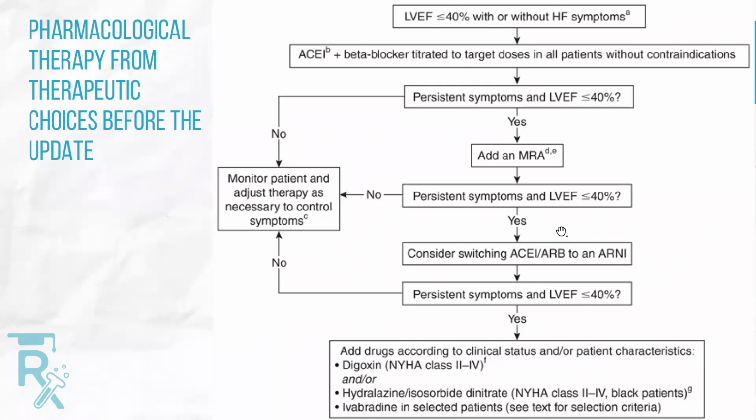So if the patient heart rate is 70 or more, I will switch from ACE or ARB to ARNI, and I will also add the ivabradine here. Okay, and if the patient heart rate is less than 70, or the patient has a pacemaker, or the patient has atrial fibrillation, I will only make the switch from ACE or ARB to ARNI, but I will not add ivabradine. Are we okay until this point?